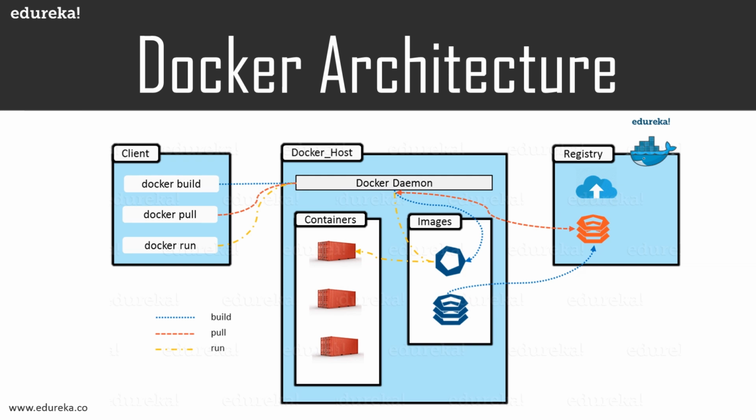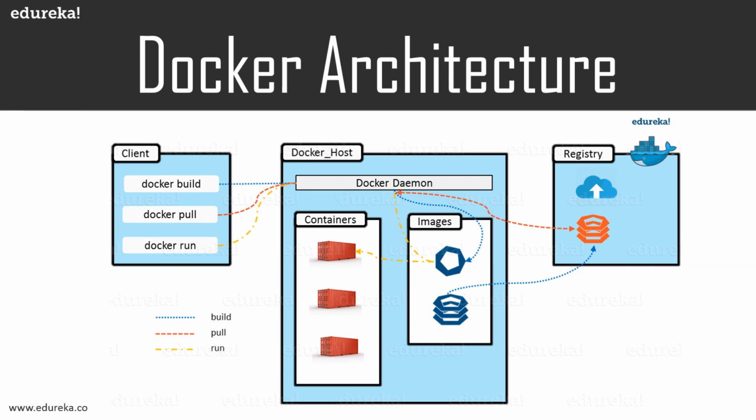The first component is the Docker client. Docker users can interact with Docker through a client. When any Docker command runs, the client sends them to the Dockerd daemon, which carries them out. The Docker API is used by Docker commands, and the Docker client can communicate with more than one daemon.